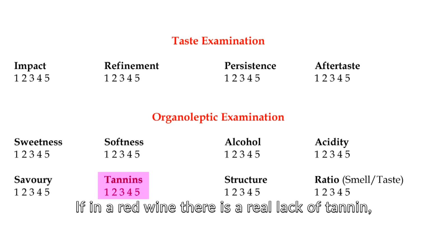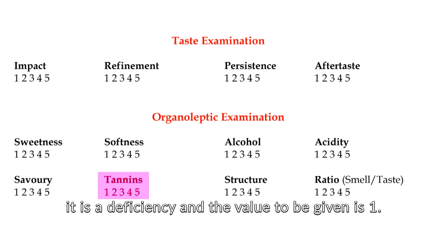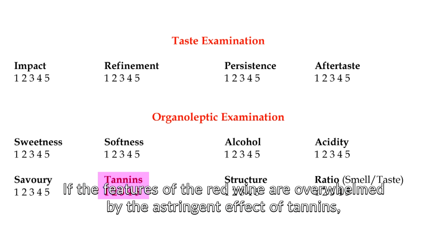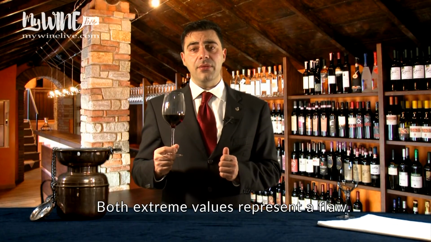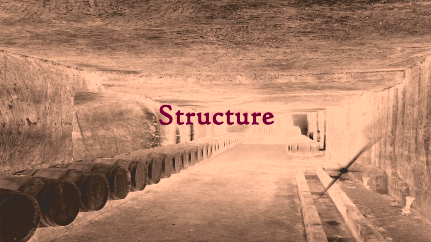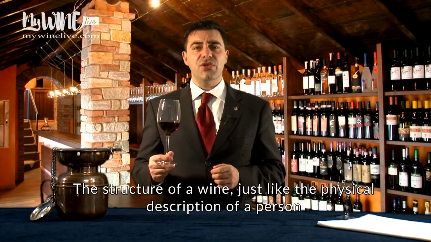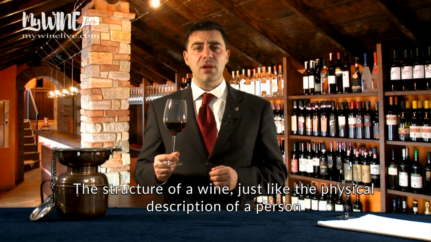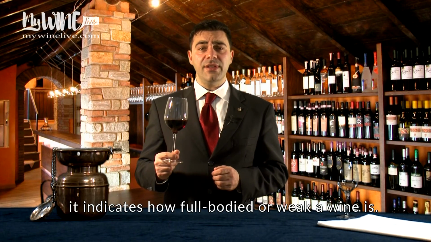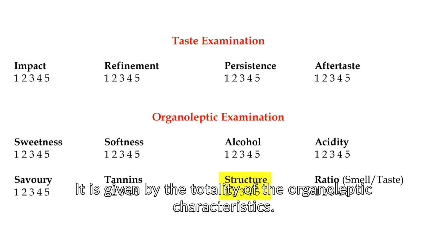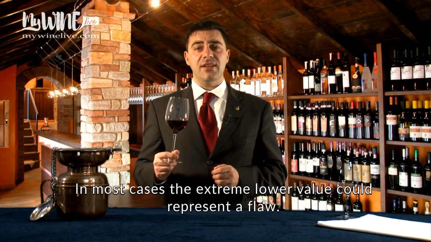If in the red wine there is a real lack of tannin, it is a deficiency, and the value to be given is 1. If the features of the red wine are overwhelmed by the astringent effect of tannins, the value to be assigned is 5. Both extreme values represent a flaw. Structure. The structure of a wine, just like the physical description of a person, can be denoted by the adjective sturdy or slender. It indicates how full-bodied or weak a wine is. It is given by the totality of the organoleptic characteristics. In most cases, the extreme lower value could represent a flaw.